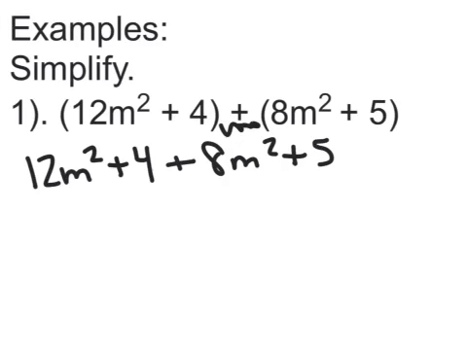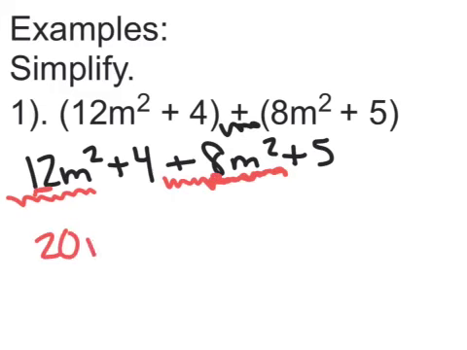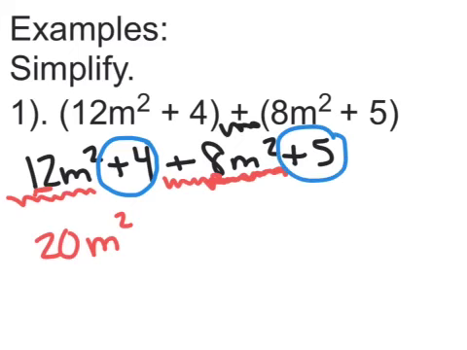So now we're going to look for like terms. So this first term is an m squared. So we're looking for something else that has an m squared, which would be this 8. So right in front of it says we're adding 8m squared. So 12m squared plus 8m squared. So you add the constants, the 12 and the 8, which is 20, and we leave m squared. Now our other like terms are our constants. We have a plus 4 here, and we have a plus 5. So 4 plus 5 would give us 9. And that's a positive 9, so we're adding it.